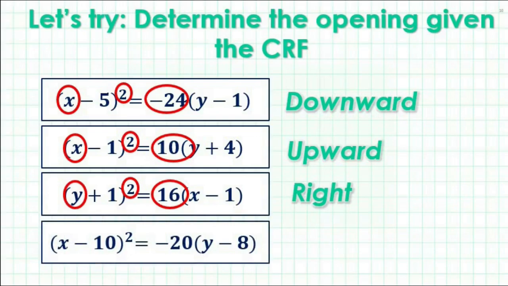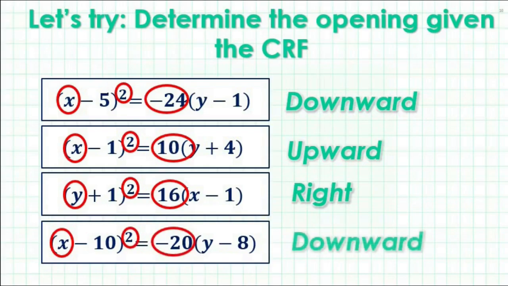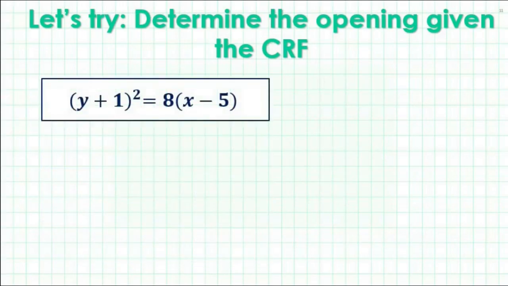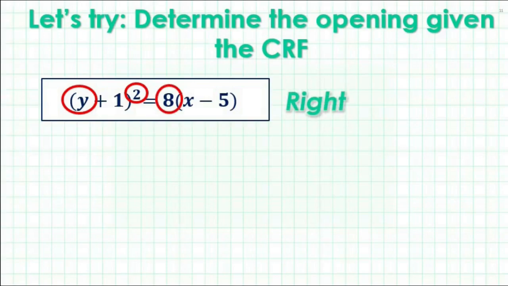Another example, we have quantity x minus 10 squared equals negative 20 quantity y minus 8. So in this example, x is squared and 4p is negative. Therefore, this is a parabola that opens downward. Let's have 4 more examples, but this time let's fast track. So we have quantity y plus 1 squared equals 8 times x minus 5. Y is squared here, and 4p is represented by 8, which is positive. Hence, this is a parabola that opens to the right.